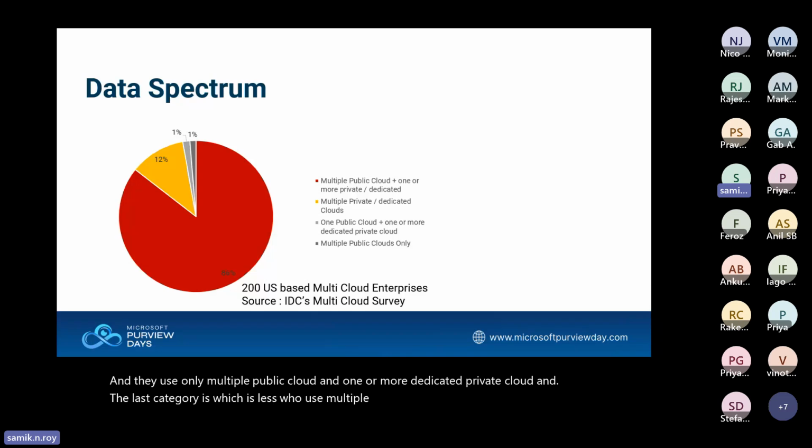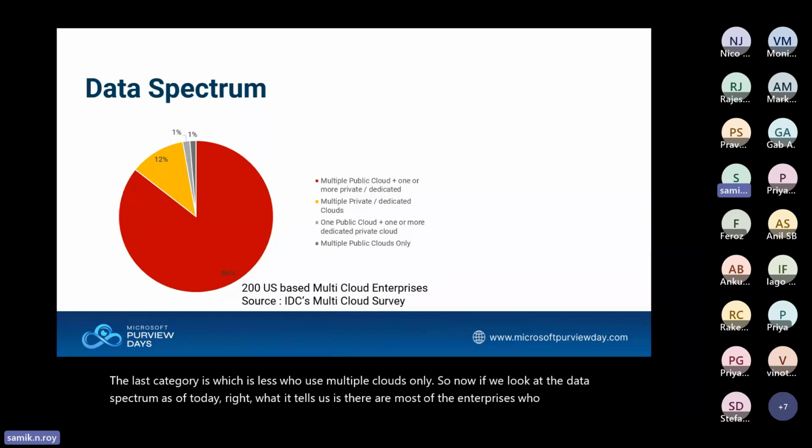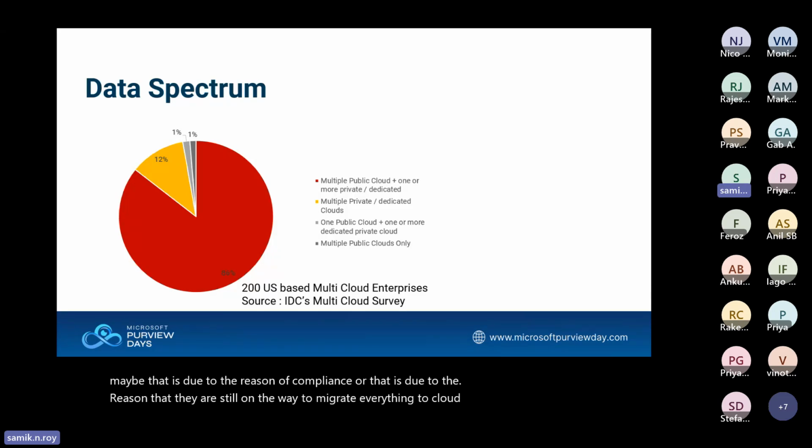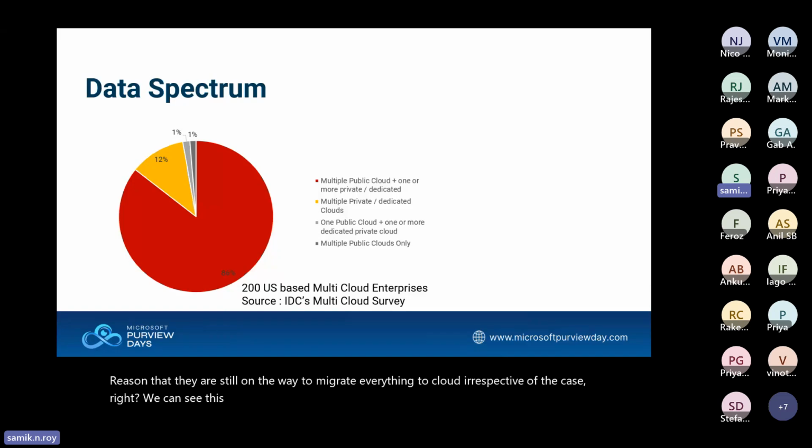So now, if we look at the data spectrum as of today, what it tells us is that most enterprises use cloud. Either they use multi-cloud alongside a dedicated private cloud, which means an on-prem environment where they have their data stored mostly, and maybe that is due to compliance, or because they are still on the way to migrate everything to cloud. Irrespective of the case, we can see this diversified data scenario.